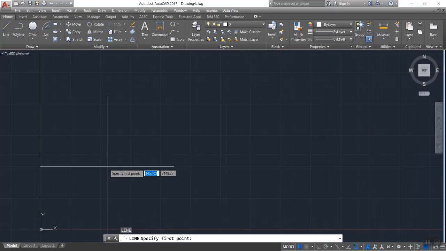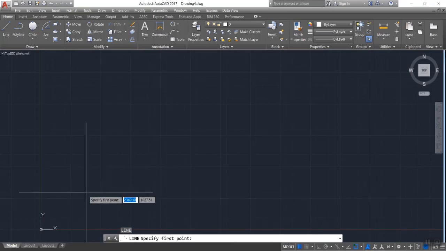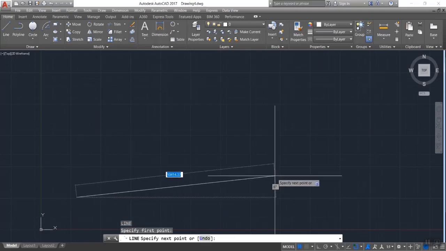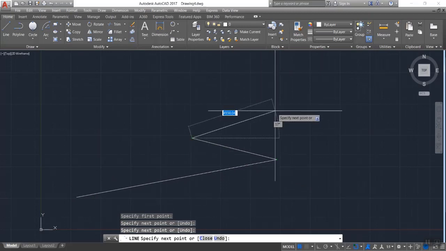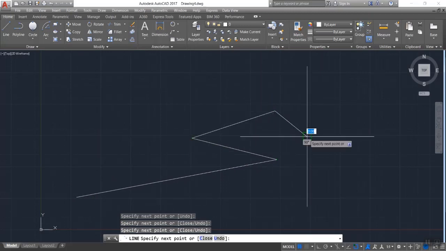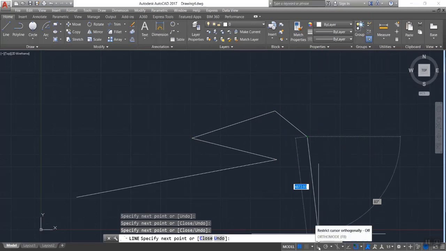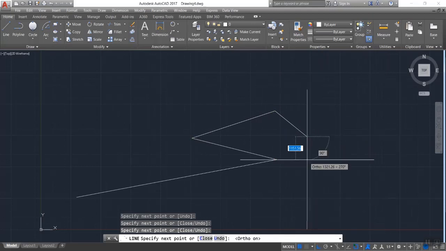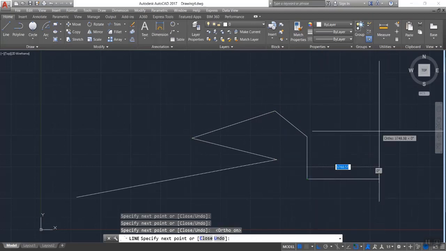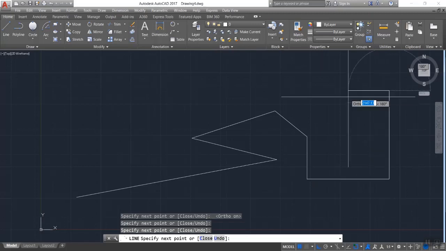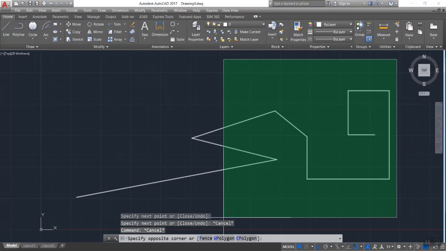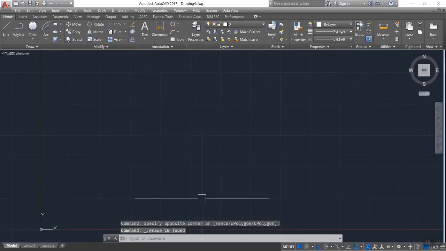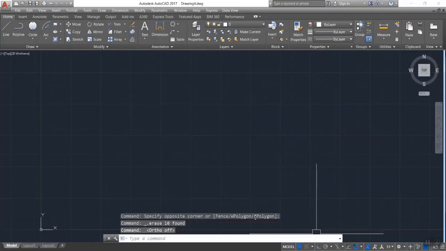The first is the normal method, where we specify a starting point and an end point. The end point can be at any degrees we want, like a free angle, and if we switch on the ortho mode, then it will be straight lines, all in 90 degrees. So this is one way to draw a line. Let's switch off the ortho mode.